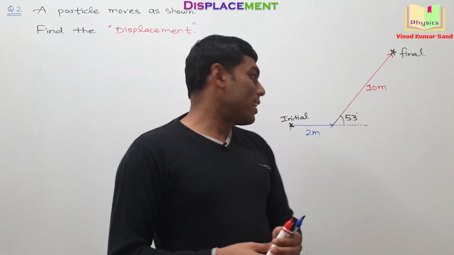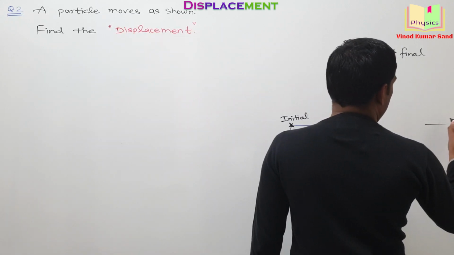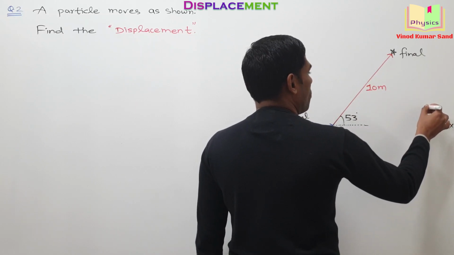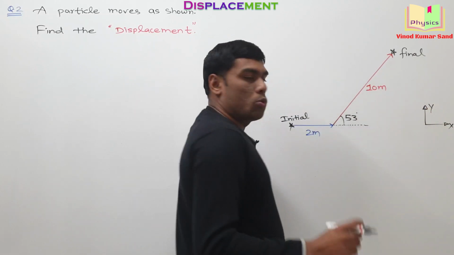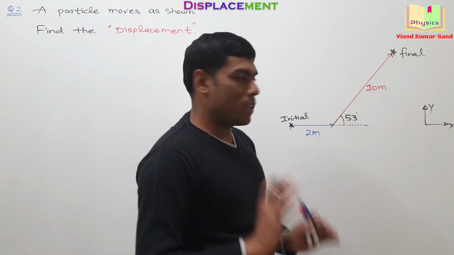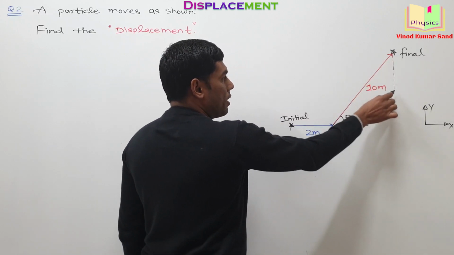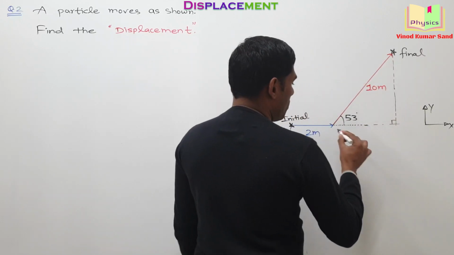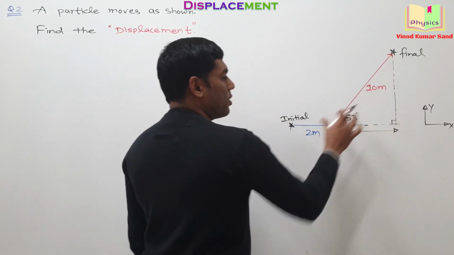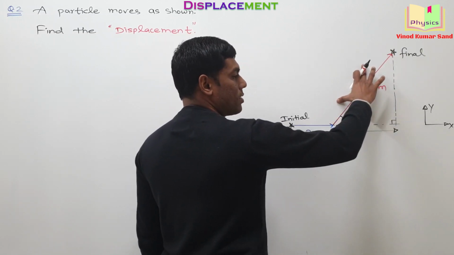Okay, I am starting the solution. For the solution, we are taking this direction as the x-axis and this as the y-axis. Choosing the coordinate system is up to our convenience. Then from here I am dropping a perpendicular. How much will be this length? Simple trigonometry. This is a right angle triangle. This length is 10 meter.